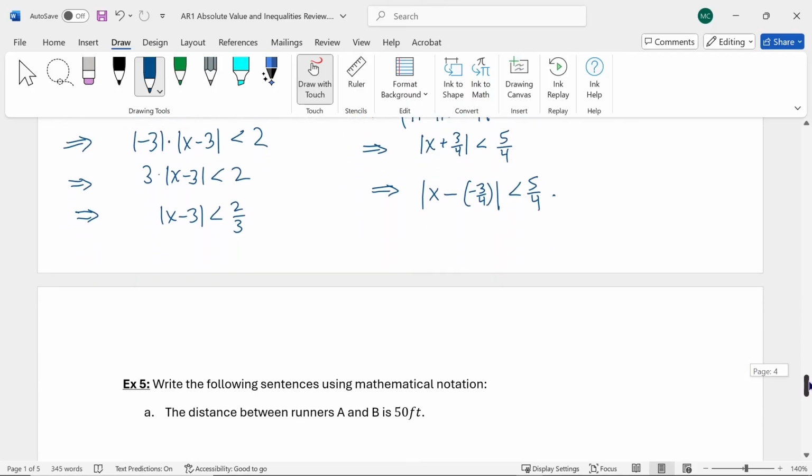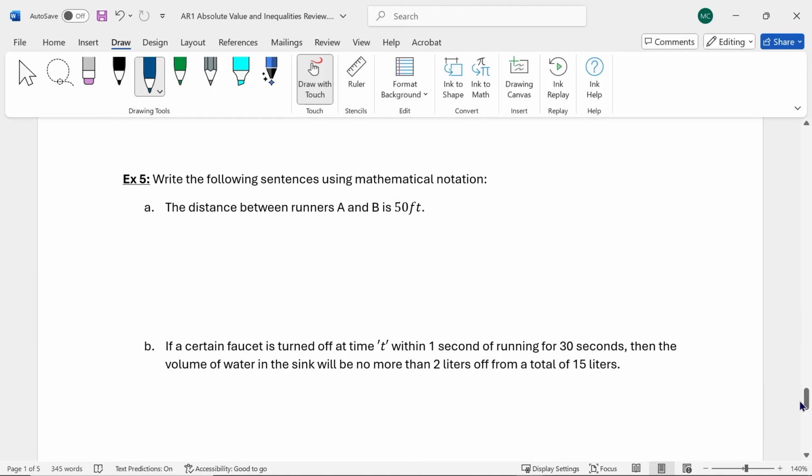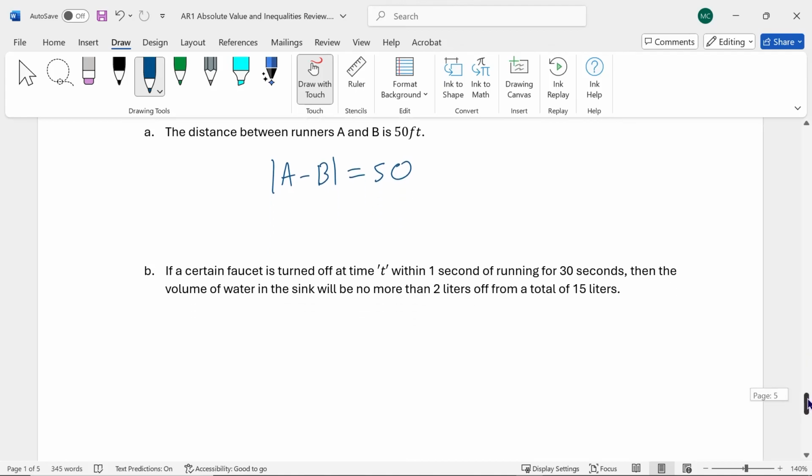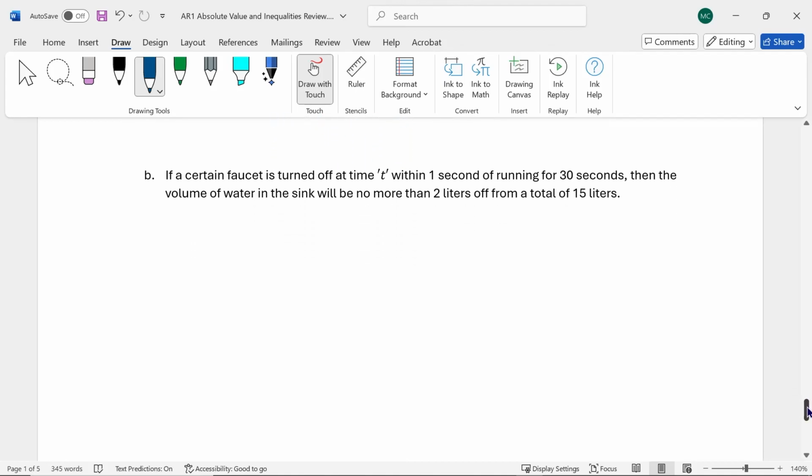Okay, moving on. Now we're just going to take a look at these two examples here. Write the following sentences using mathematical notation. The distance between runners A and B is 50 feet. So we're going to use A and B to represent the position of those runners. And we're also going to think of that position as just how far they've ran so far. And so we can just write the absolute value of A minus B is 50. All right, that's it for that one.